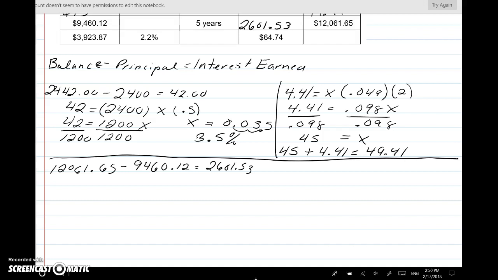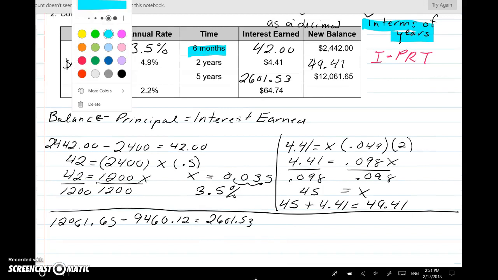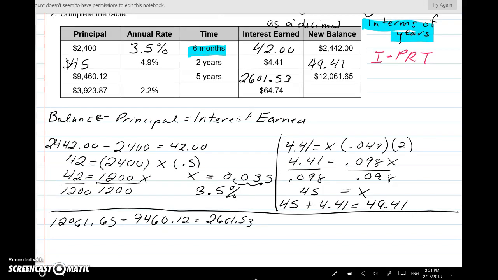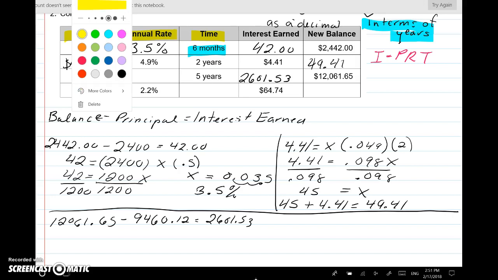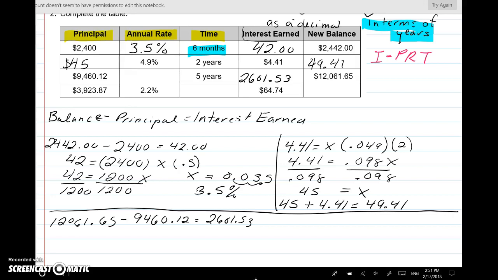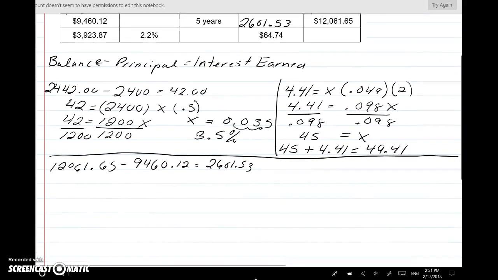Remember, in order to do these, I need to have the principal, annual rate, time, and either one of these in order to figure these out. So I need to have at least 3 or 4 things in order to figure out the other options. So now that I have my interest, I can use my formula.